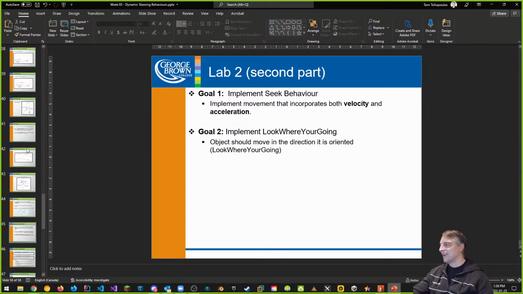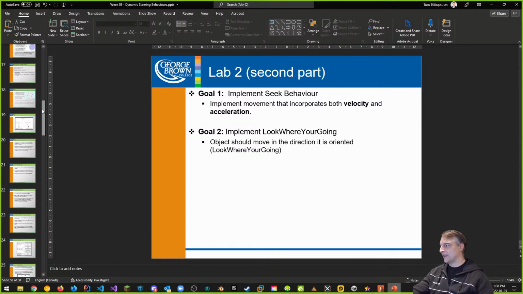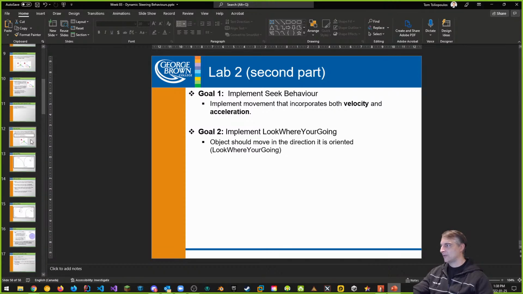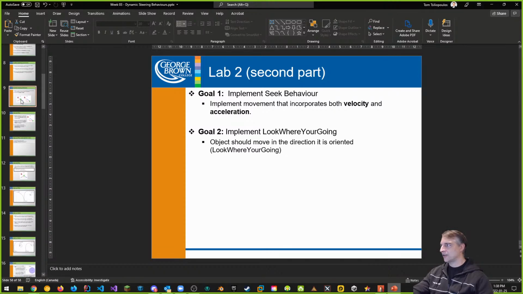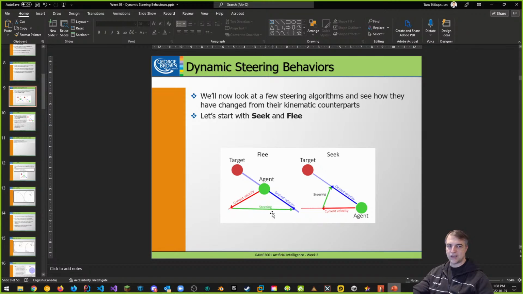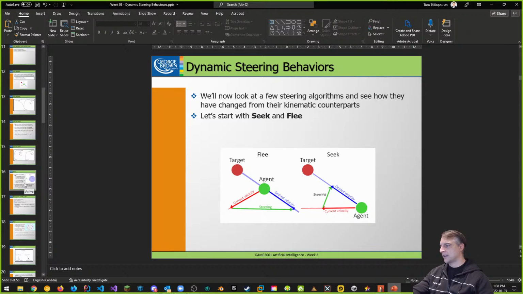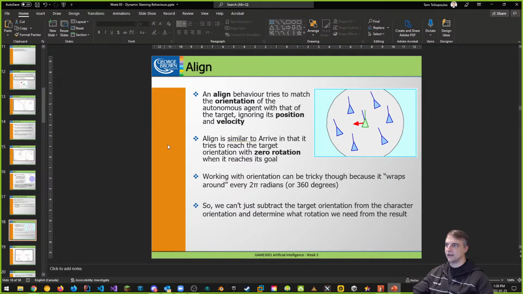I know it's off topic, but here are the key takeaways from the things we covered today that I want to discuss. In your assignment 1, you're going to be working with seek and flee. Seek and flee are the easiest ones to do. Seek is the first thing we're going to work on this week, how to seek to the target. Look where you're going is also part of assignment 1, and it comes from the basics of alignment.